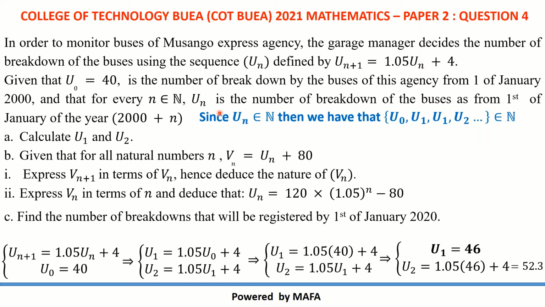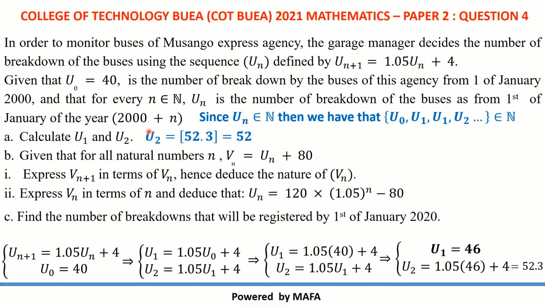It is a natural sequence. So from there, it means that all the terms in u of n, that is u of 0, u of 1, u of 2, right up till u of n, should also belong to the set of natural numbers. So it means that u of 2 cannot be in decimal form, so we need to take the greatest integer. So u of 2 is going to give us 52, where we take the greatest integer of 52.3. We take the greatest integer that is less than 52.3.